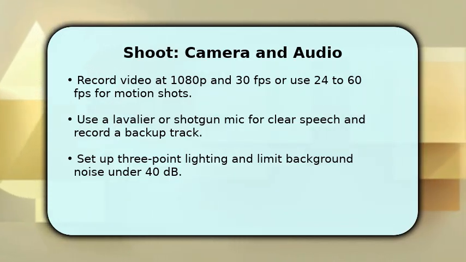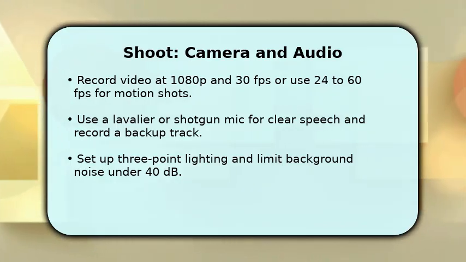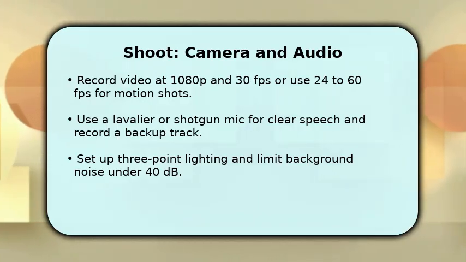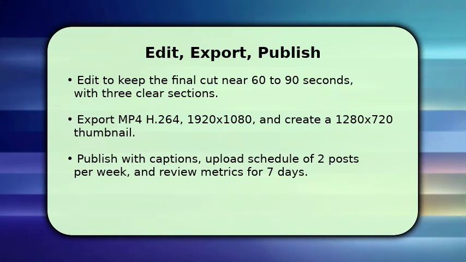Use 3-point lighting to separate subject from background and aim to keep ambient noise under 40 dB. Lock exposure and white balance for consistent frames throughout the shoot. During editing, tighten pacing to keep the final cut near 60 to 90 seconds and structure it into 3 clear sections. Hook, teach, call to action.